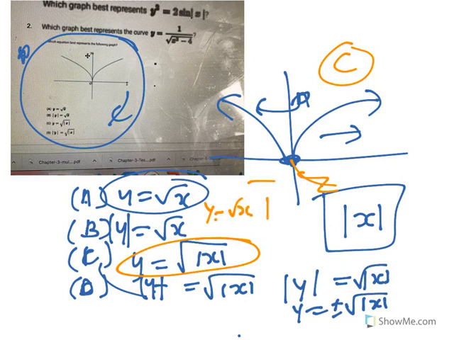Y equals root x would just look like that, that's just half of it, and this one here would be minus root x and plus root x as well, so that's why that's out. So the answer would be C.